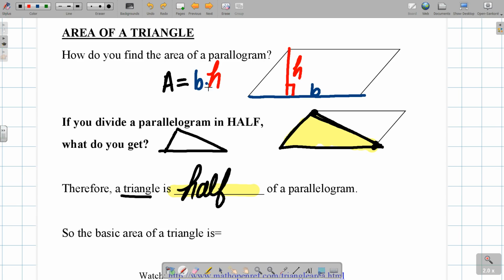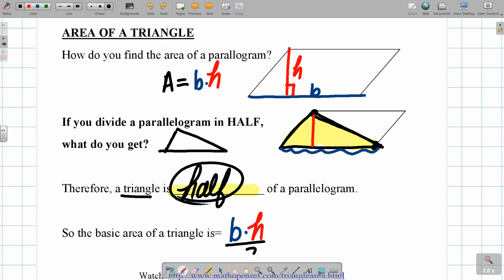So if a parallelogram is base times height, triangle is simply base times height over 2. Area of a triangle, base times height over 2. Sometimes in other textbooks it's written like this. I personally don't use that one because students get confused. Is it half of the base? Is it half of the height? They get all mixed up. Don't worry about that. It's just base times the height, divide by 2.